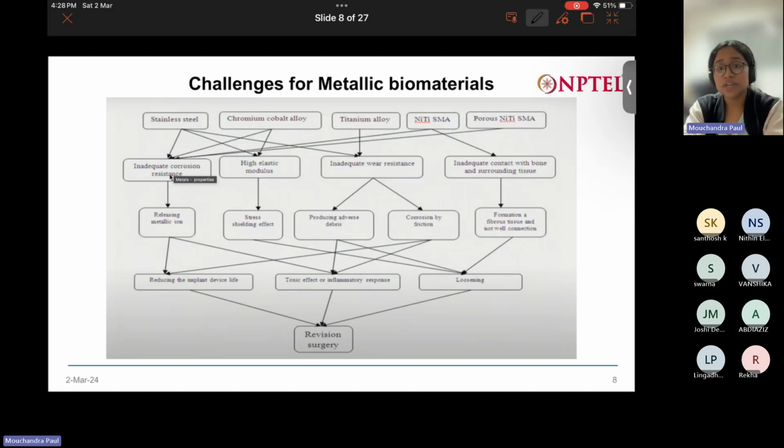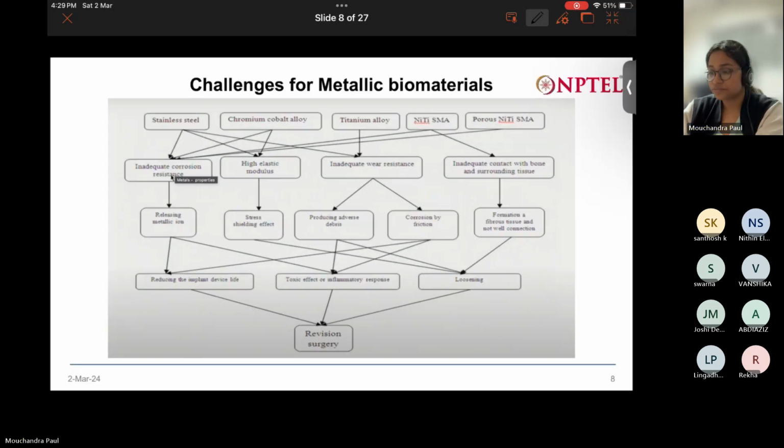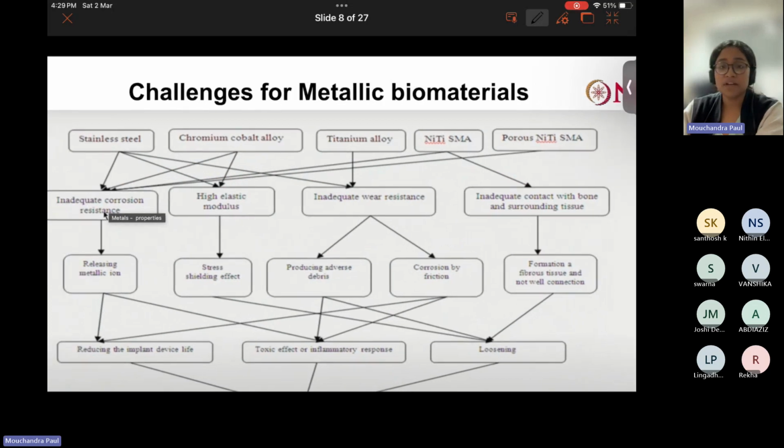Now, when you are thinking of working with metallic biomaterials, there are various challenges associated with them. It is very clear from this particular network diagram. Here, some common types of metallic biomaterials are mentioned, like stainless steel, chromium cobalt alloy, titanium alloy, nickel titanium alloys, and then porous nickel titanium alloys. These are some examples of metallic biomaterials.